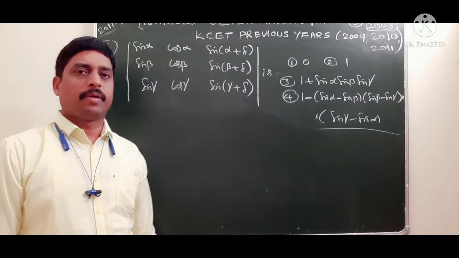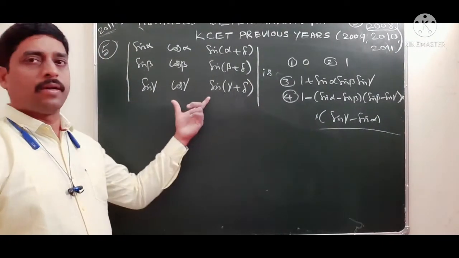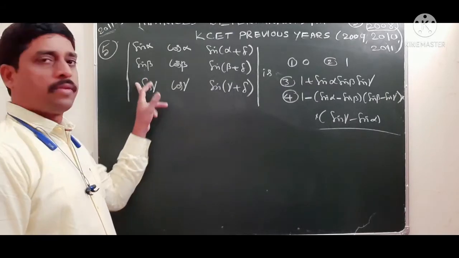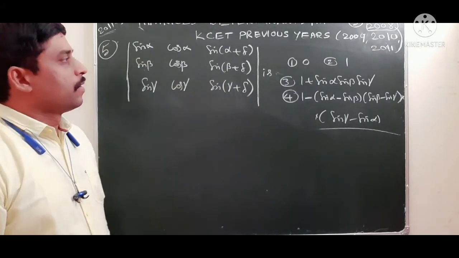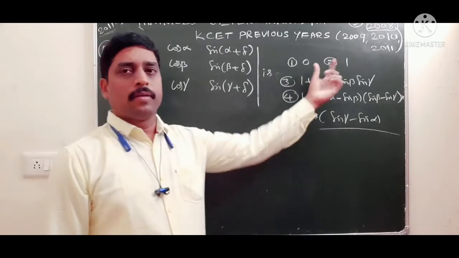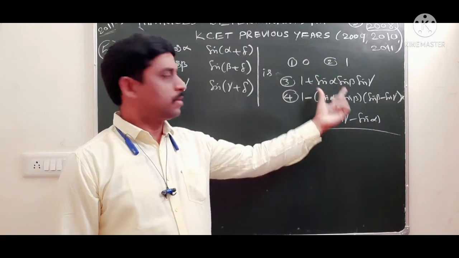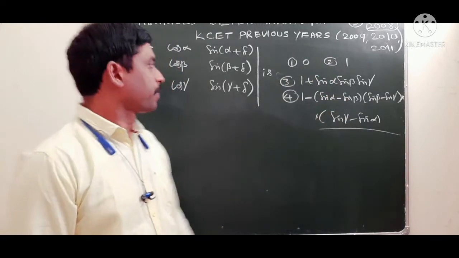Let us go to the next problem. We have to find this determinant delta of 3 by 3. This is a question from 2011. The options are 0, 1, a sign combination as one option, and the fourth is also a sign combination.